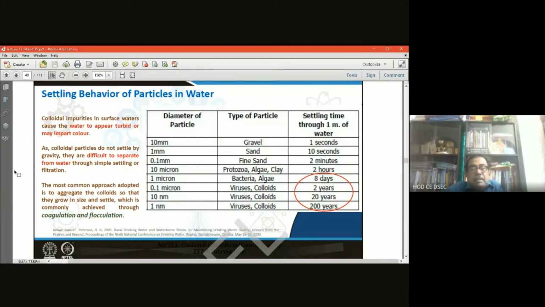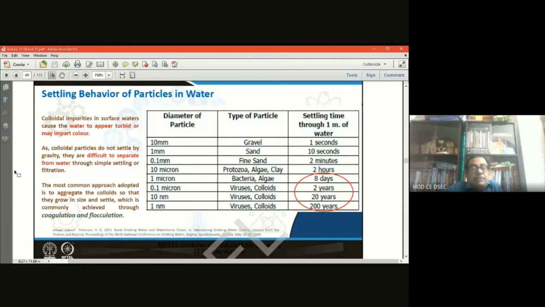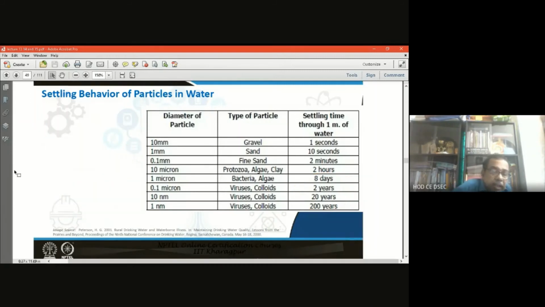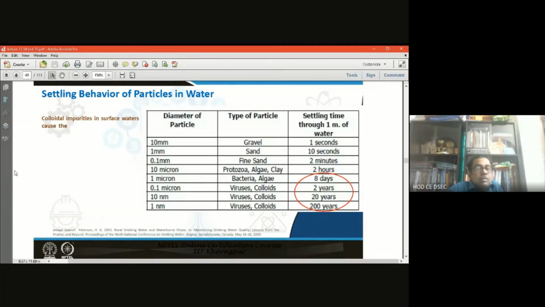A 10 nanometer particle, we are taking virus colloids, will obviously take 20 years. And if we take a 1 nanometer particle, that is the smallest in this example I can put, 200 years will be taken to settle in 1 meter. So I have given you an idea how the settling property varies with the sizes from bigger to smaller ones.